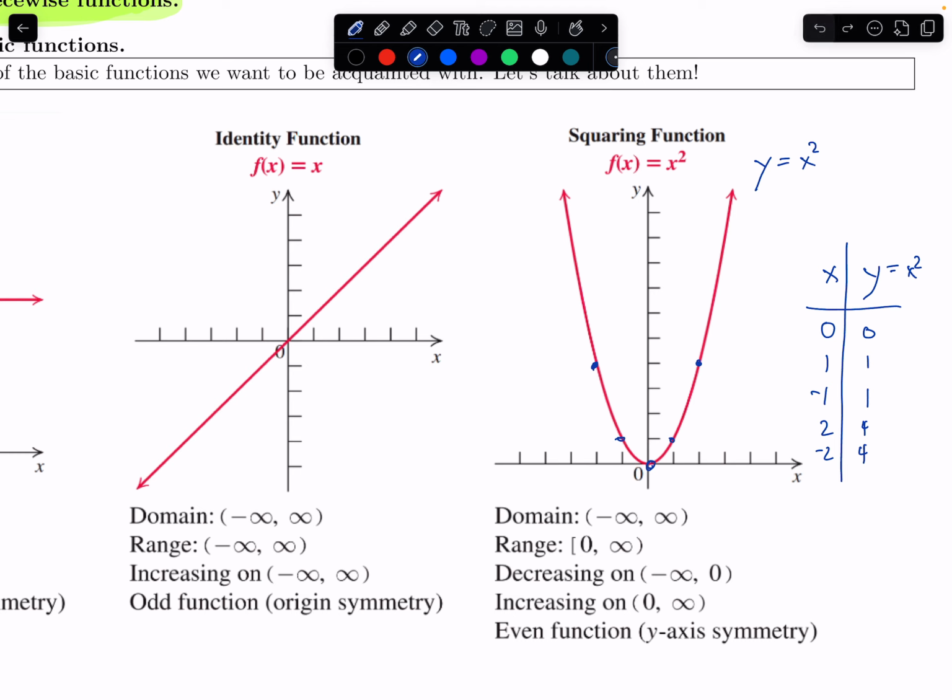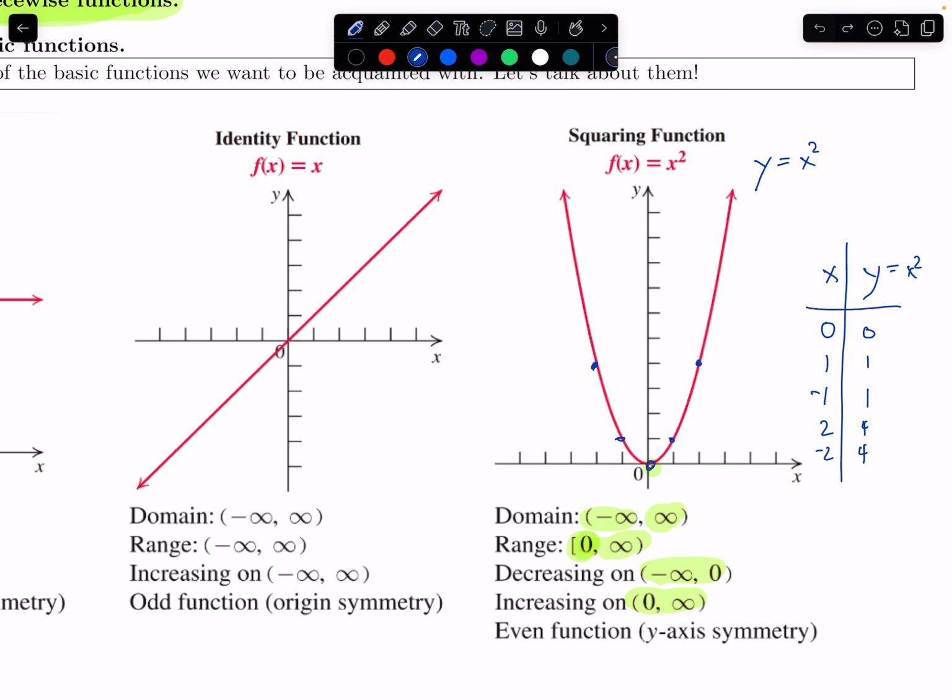Looking at it, the domain goes to the left forever, it goes to the right forever. That's why you have this -infinity to +infinity. The range, looking at it, start from the bottom and you can go up forever. So from 0 all the way up to +infinity. Note that they include the 0 because 0 is possible. It's decreasing. If you read from left to right, it's coming down until the center, right? So that's decreasing from -infinity up to 0. And then from 0 onwards, it's getting up as you read it from left to right. So increasing from 0 to infinity.